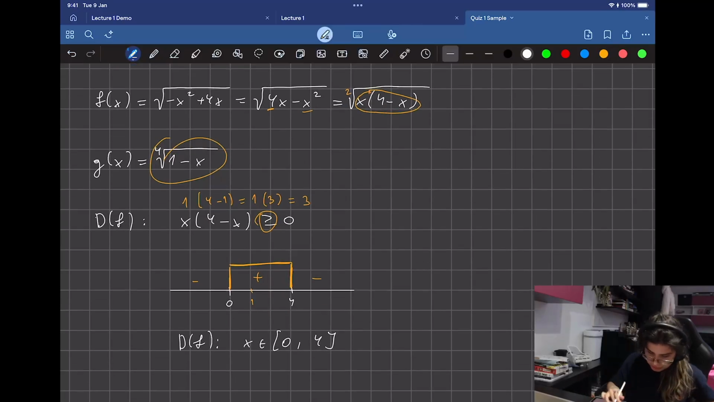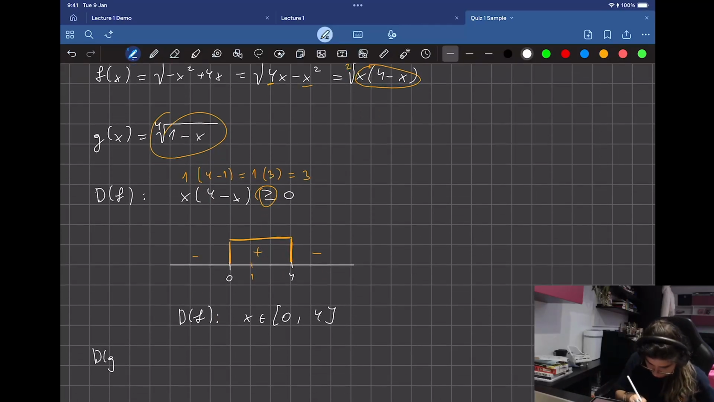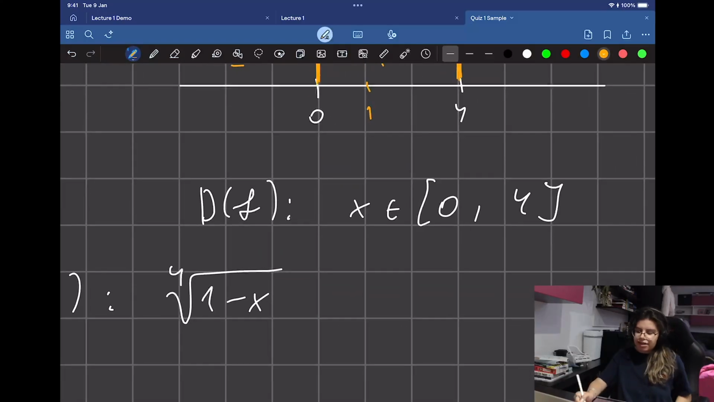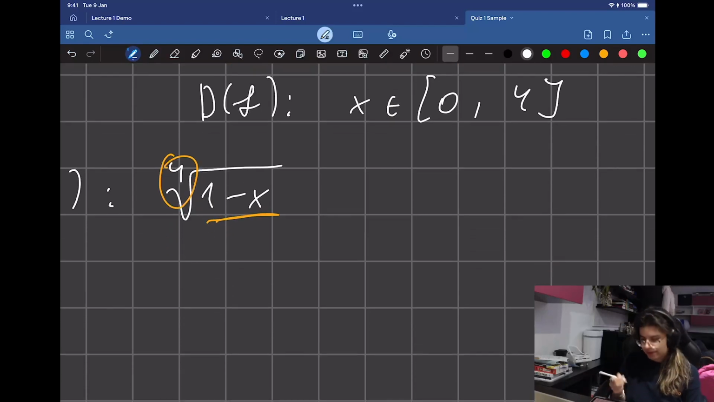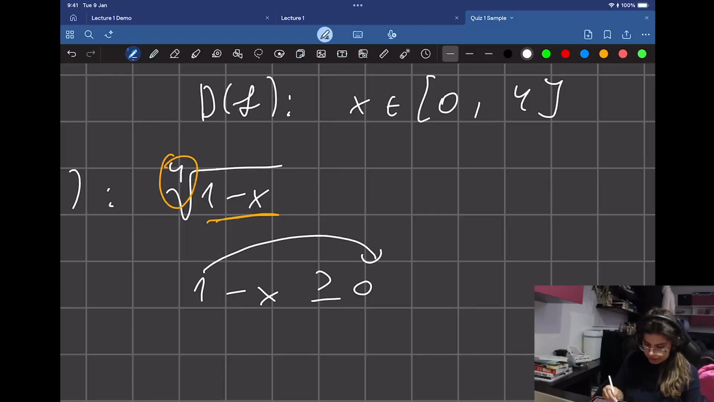So let's see what g looks like. D of g. We have the fourth root of 1 minus x. Again, because this is an even root, we need to make sure that the expression inside is greater than or equal to 0. This is an easier one, by the way. 1 minus x greater than or equal to 0. Now we could just bring the 1 to the other side with the opposite sign. So we have minus x greater than or equal to minus 1.